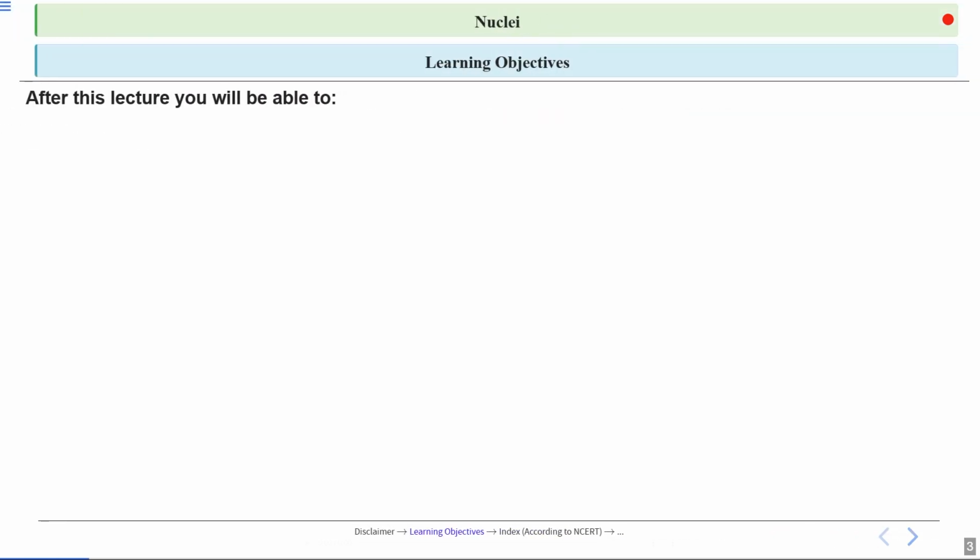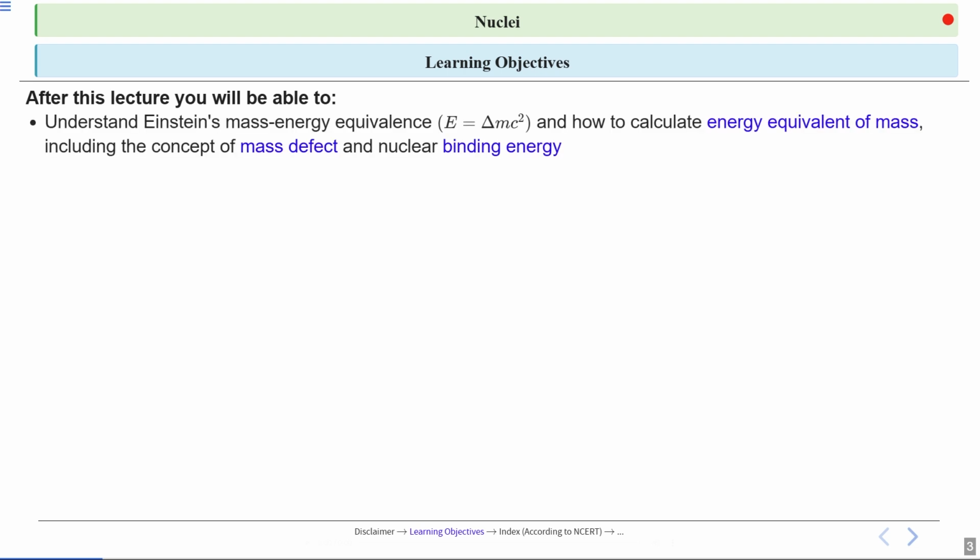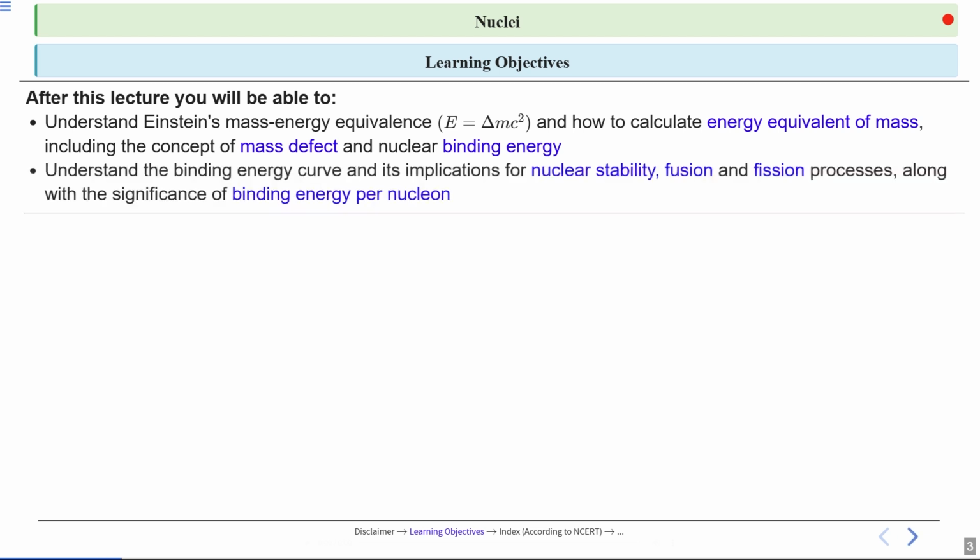So, today we are going to discuss nuclei. First, we will see what you will be able to do after this lecture. After this lecture, you will be able to understand Einstein's mass energy equivalence, E equal to delta m c square, and how to calculate the energy equivalent of mass, including the concept of mass defect and nuclear binding energy.